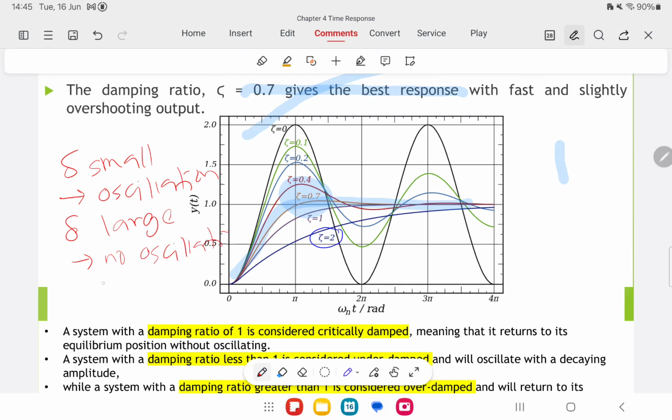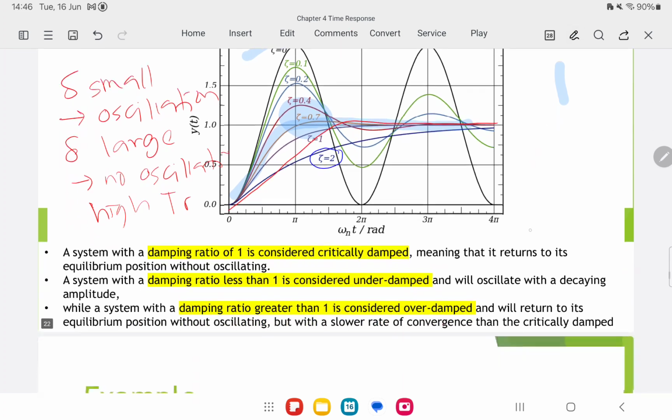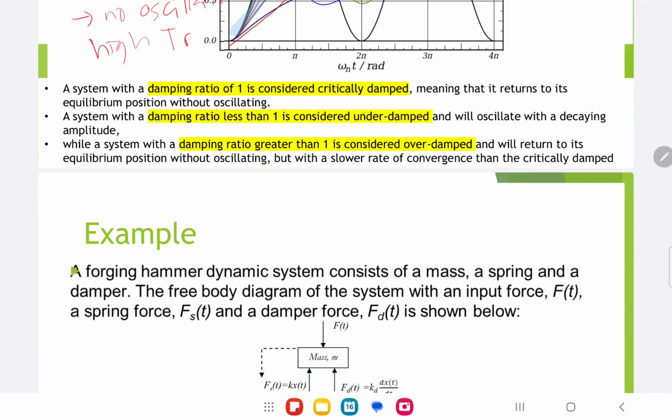Tapi no oscillation, high TP peak time, no, rise time lah. TR, high TR, rise time. Dia maksudnya dia nak rise sampai dekat output tu lambat. Okay, high TR. Alright, so that is why in engineering practice zeta equals to 0.7 is the best. Kat bawah ni ada lagi ayat-ayat je, you guys boleh baca lah. Consider critically damped and so on.